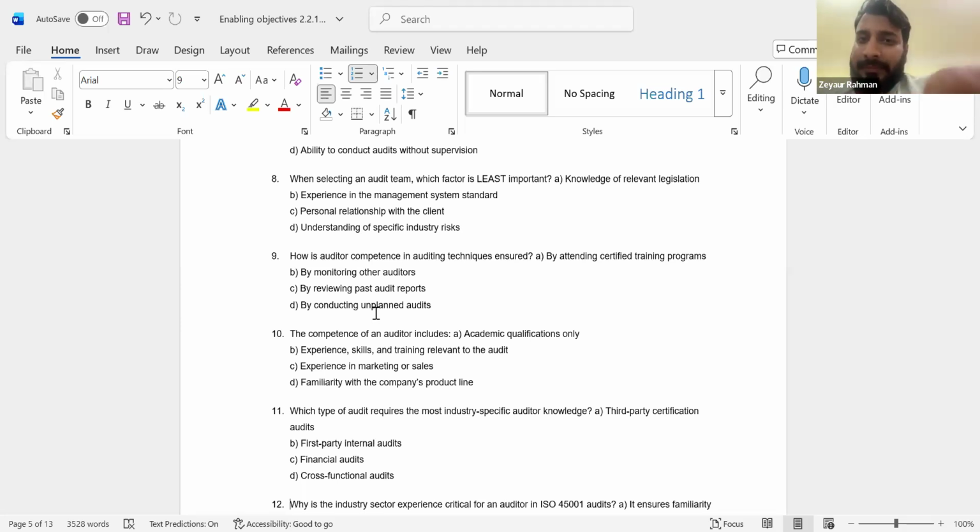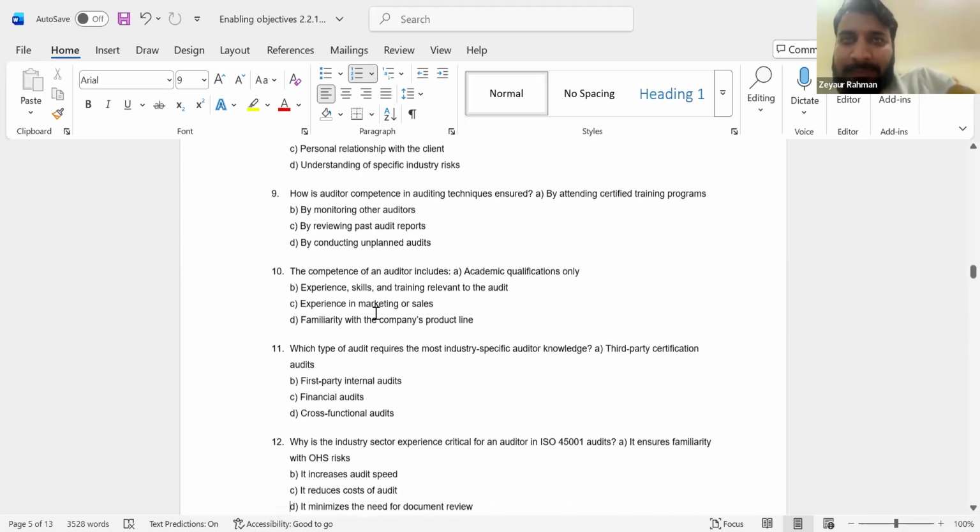You get the idea? Just by attending training programs, you don't become competent. Competence by definition is the ability to apply knowledge and skills to achieve some result. So the question is, how is competence in auditing techniques ensured? We have to check the reports you are producing and see whether they are of the required quality. You understand, Zayur Rahman? I get it.